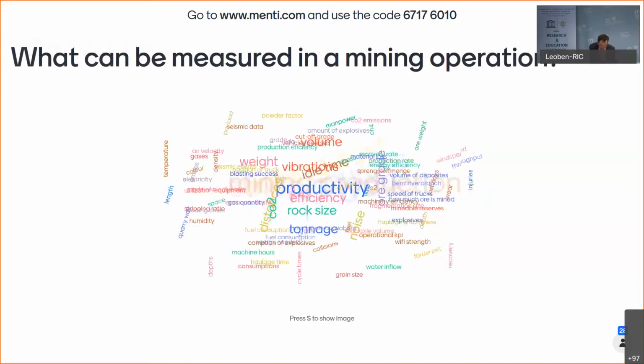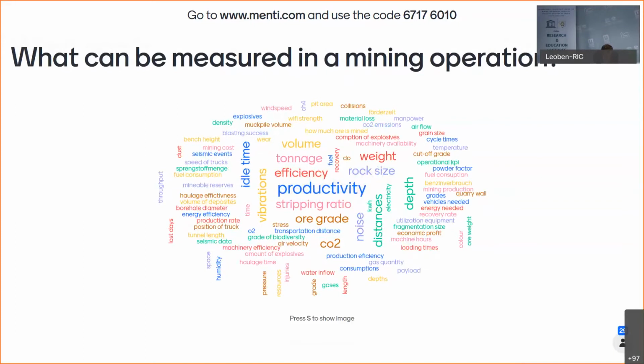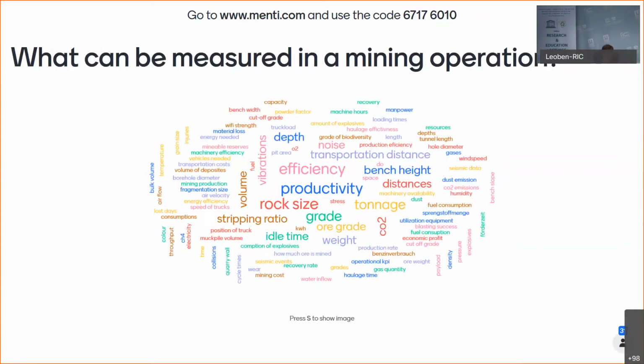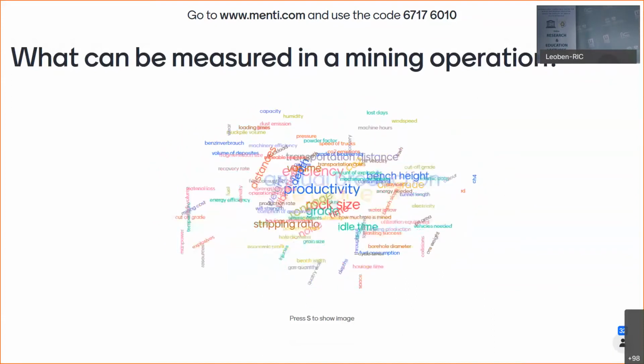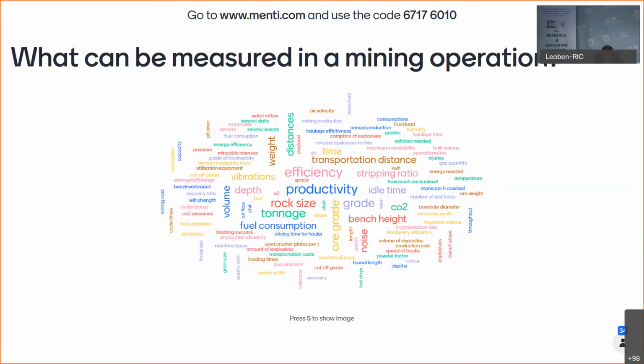Let's see, what do we have there? Okay, that's a huge group here. In the center, what do we have there? Productivity. I think many of you put in productivity. We're talking about stripping ratio, we're talking about the rock size, the weight, the position of the truck, production rate, the volume, vibrations are very important, yeah. The bench width, wow, now it's getting too tiny, so many points there. The grade, ore grade, bench height, noise, transportation distance, haulage distance, yeah, time, and many more.